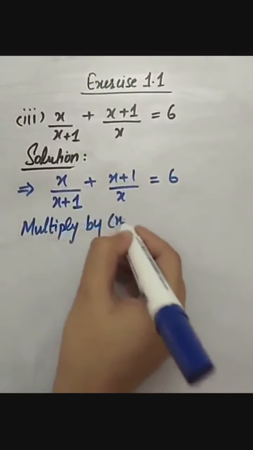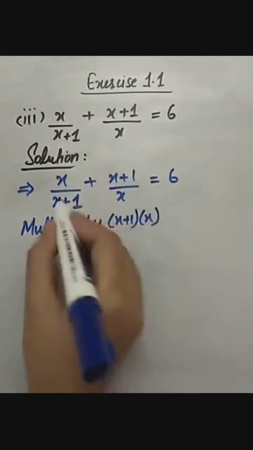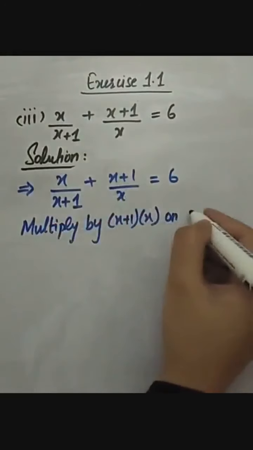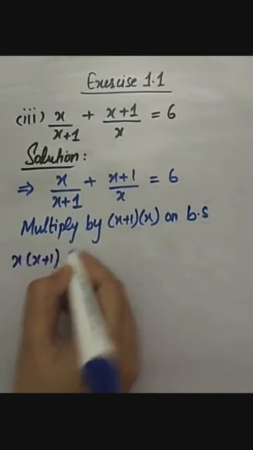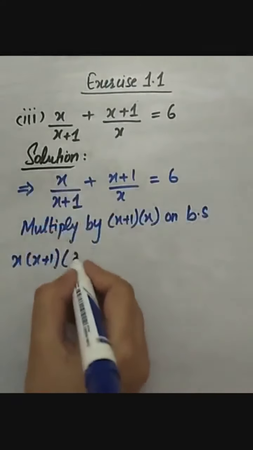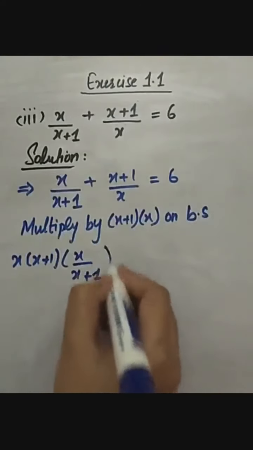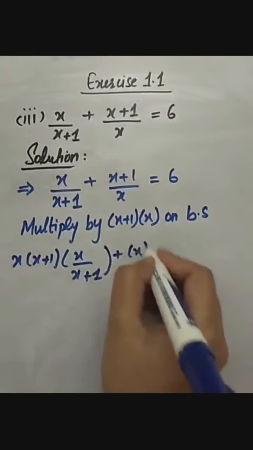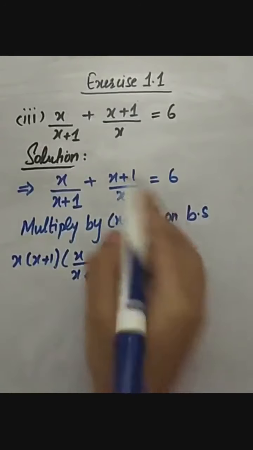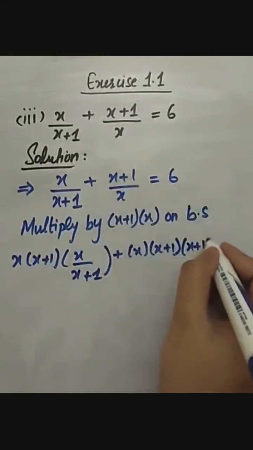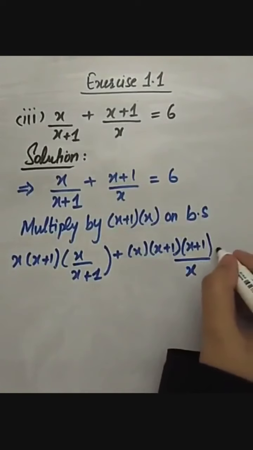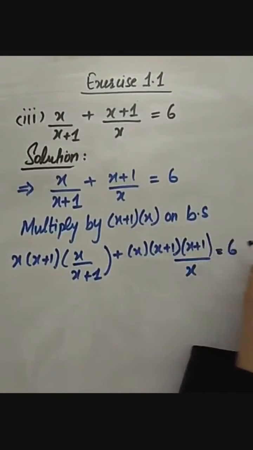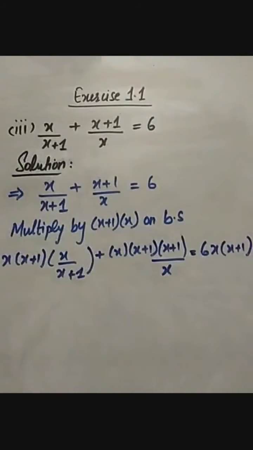Multiply by x plus 1 and x plus 1 and x on both sides. x plus 1 multiply करना है आपने x over x plus 1 से, then x plus 1 को multiply करना है x plus 1 over x से. Clear? Which is equal to 6 x into x plus 1.